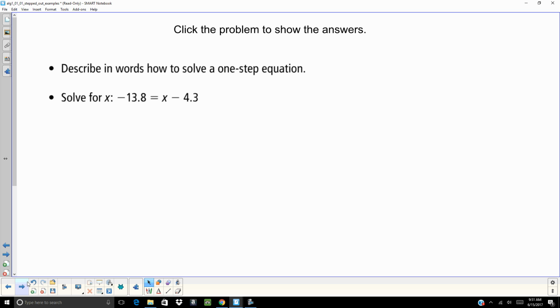You should be able to describe in words how to solve a one-step equation. If that is difficult for you, you might want to come into Math Lab or iPass. And you should be able to solve that last equation by adding 4.3 to both sides of the equation. Enjoy.